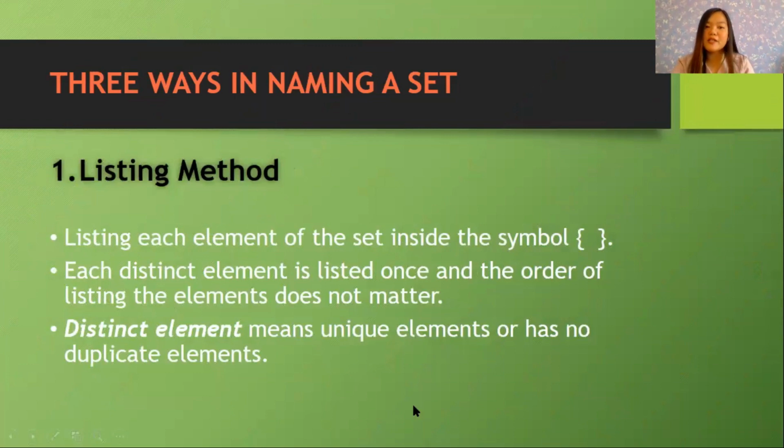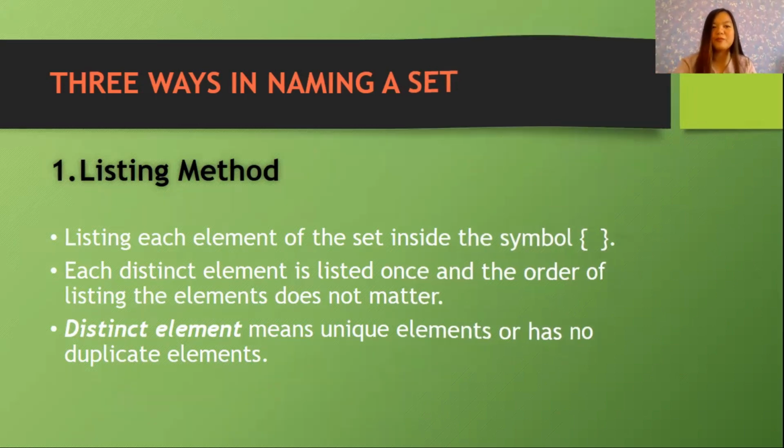So, there are 3 ways in naming a set. The first one is the listing method. In other books, they call this the roster method. Roster meaning R-O-S-T-E-R. Roster method or listing method. So, ito, nililista mo lang yung mga elements sa isang set.